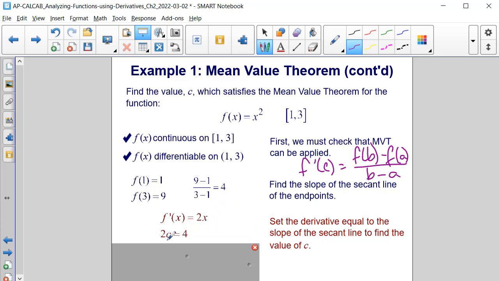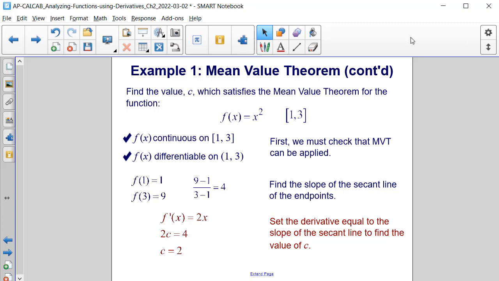And then we set this 2x equal to the slope of the secant line, replace x with c, and solve for c. So 2c is equal to 4. So c is going to be 2. And that's the final answer to this example problem. c is equal to 2.